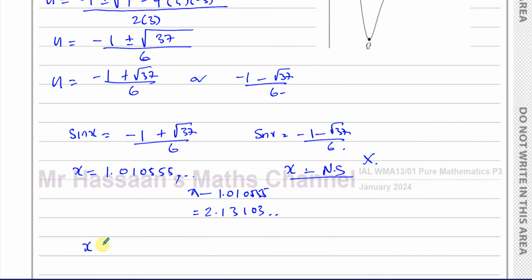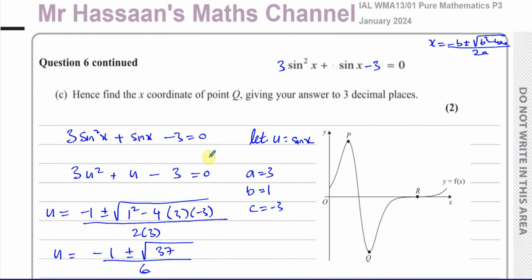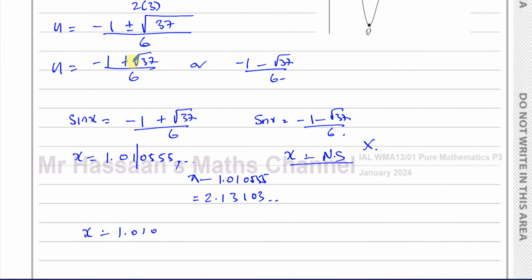So you have x equals 1.01055. If you round to 3 SF, does the question tell us what to do here? Normally it would be 3 SF, but here they've said 3 decimal places, so we must go to 3 decimal places. So let me get rid of this. Okay, 3 decimal places: 1, 2, 3. So we stop there, and you get 1.011. And the other answer is 2.131. Now this is the x coordinate for Q, and the other is the x coordinate for P.